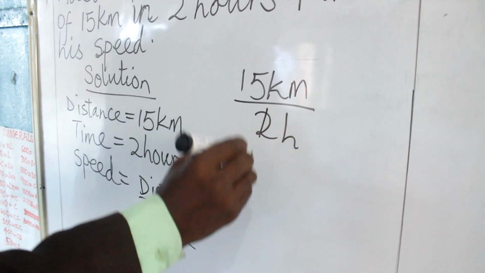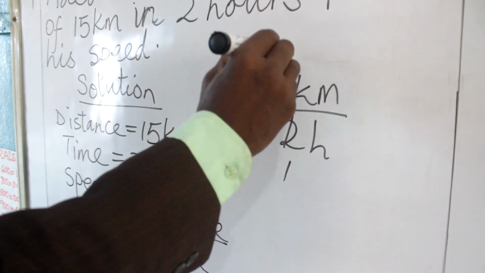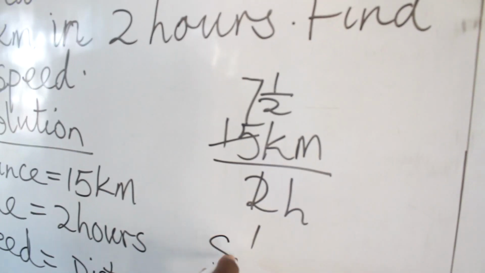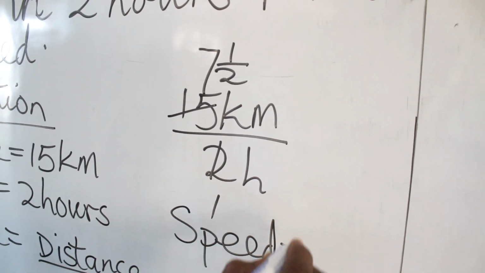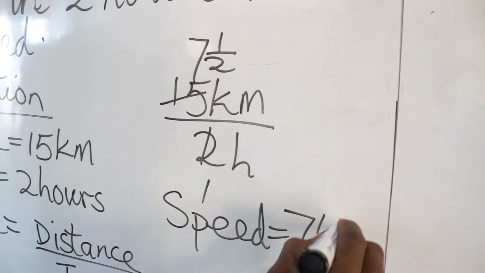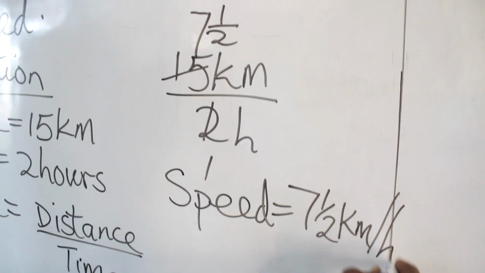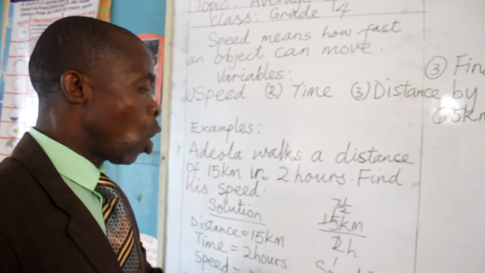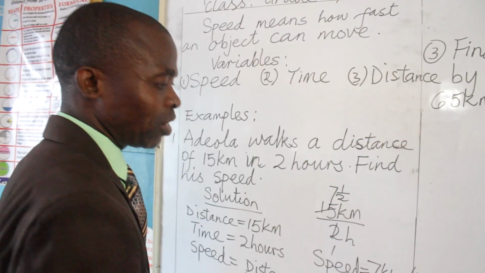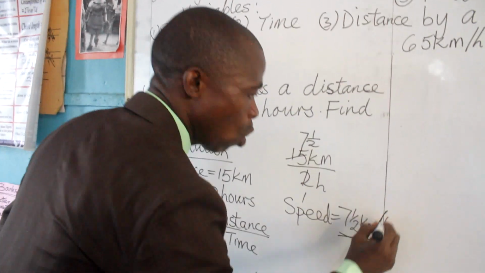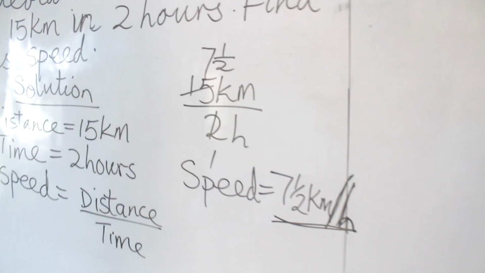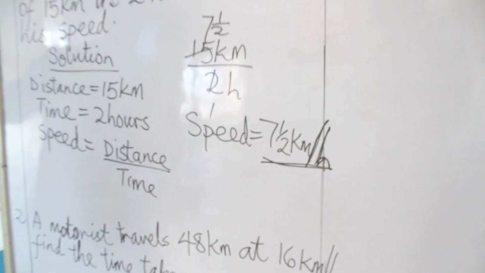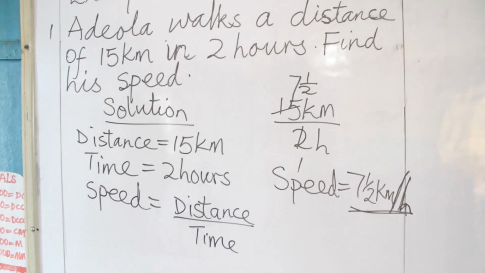You divide. 2 in 2 is 1. 2 in 15 will be 7. Remainder 1, you write the 1 over 2. So our speed is equals to 7 and 1 over 2 kilometers per hour. That is how the answer to speed is written. 7 whole number, 1 over 2 kilometers slash hour, meaning in 1 hour. That is how you look for speed. Take your time, look at what I have done, and you see that it's very simple to work.